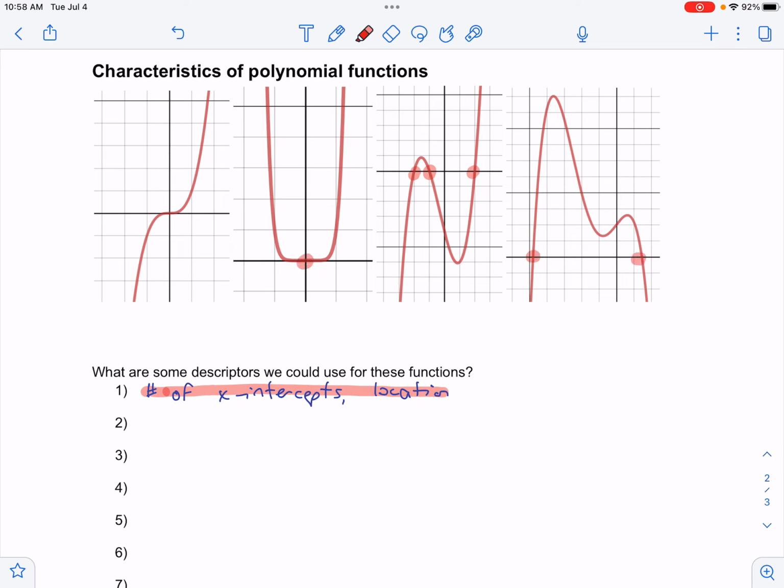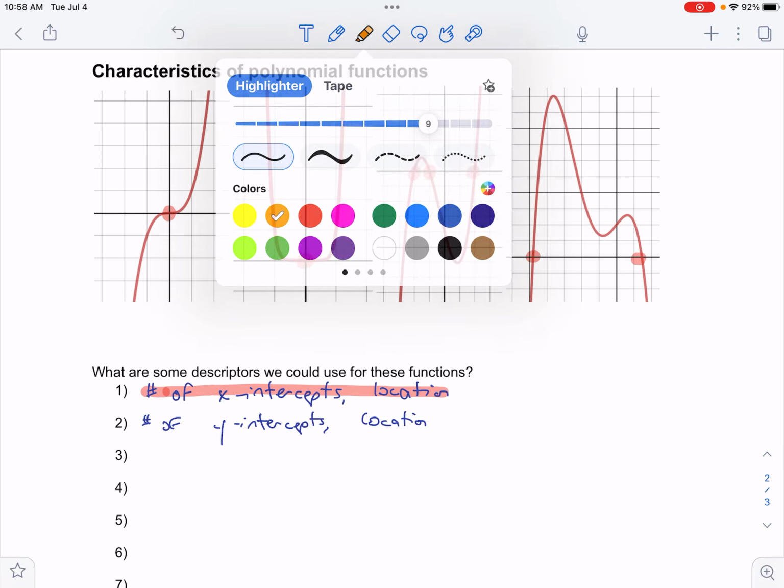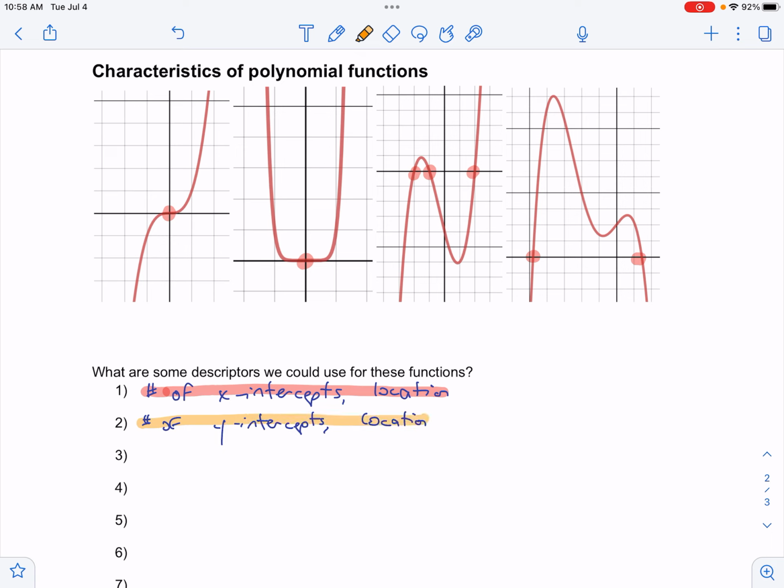Our second one's only got 1 right at the bottom there, and same with the first one. We also can have our number of y-intercepts, and then the location. There should only be 1 y-intercept in order for this to qualify as a function. In this case, for the first two, the y-intercept is the exact same location as the x-intercept. And for the second two, we've got a y-intercept here and then here.